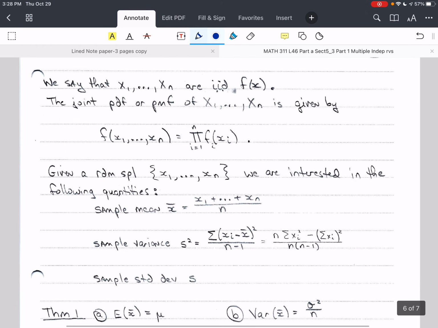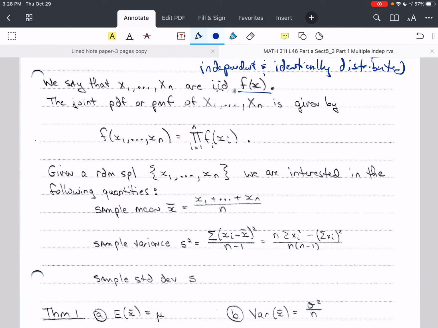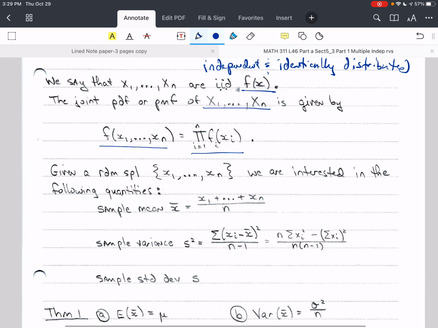So we say that x1 to xn are IID, that's independent and identically distributed. And we've talked about that before. So they're IID f of x. And the joint PDF or PMF of x1 to xn, of all of these, is going to be given by the product of f of x sub i's. So this symbol here, the large pi symbol, means multiplication or product.